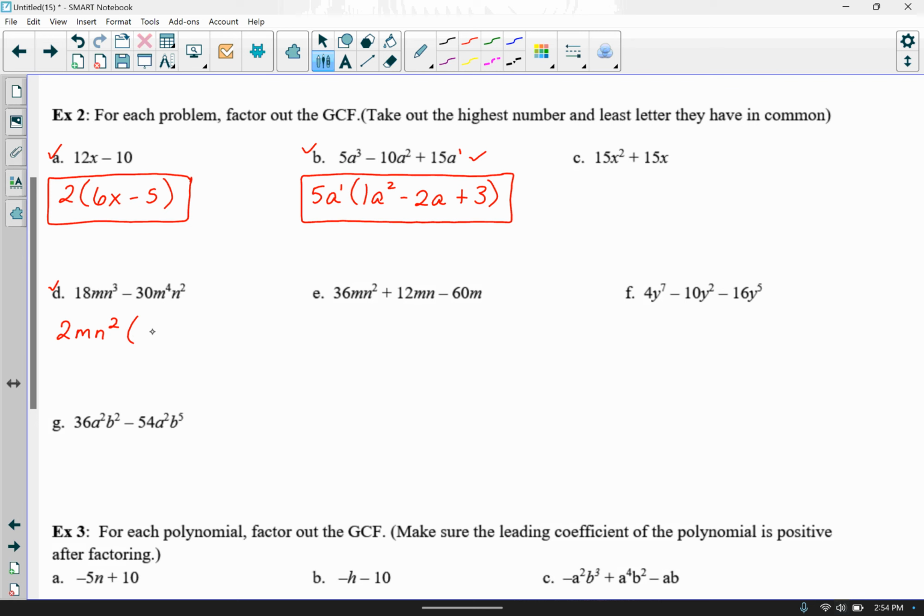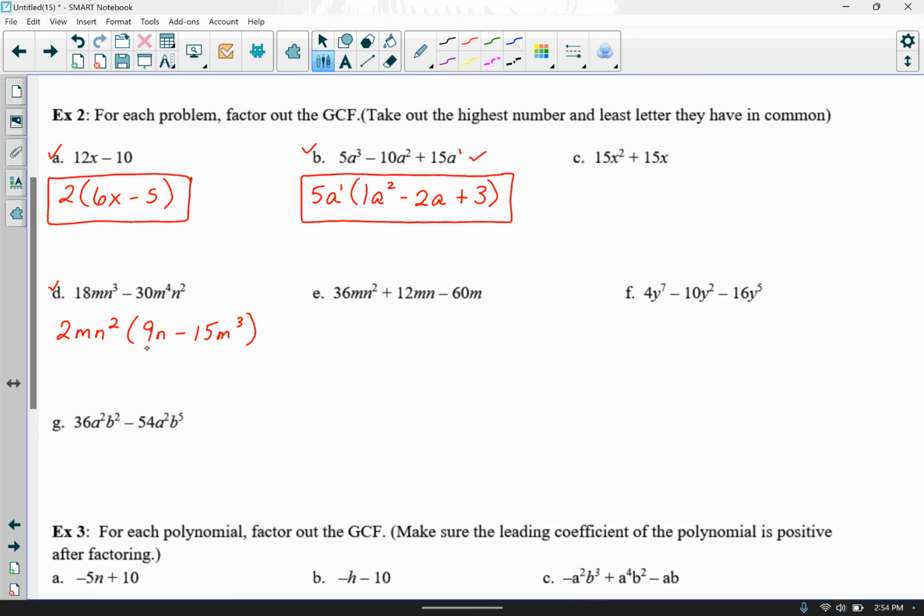2 times what gives you 18? I'll give you 9. Subtract your letters, so the m's are good. 3 take away 2, so 1n. Minus 2 times what gives you 30? Agree, that's a 15. Subtract your m's. 4 take away 1, so m cubed. Your n's, 2 take away 2, so I don't need any more n's.